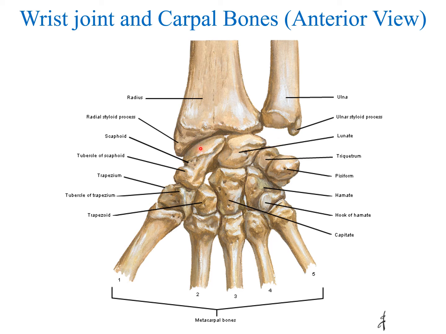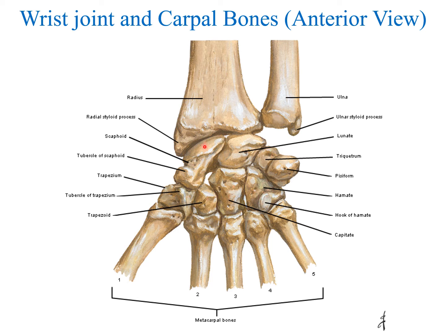Here we can see the carpal bones. There are 8 carpal bones, which we have already discussed. There is a proximal row and a distal row. In the proximal row, the first bone on the lateral side is the scaphoid, then the lunate, then the triquetral, and above the triquetral the pisiform. These 4 bones form the proximal row. In the distal row we have the trapezium, trapezoid, capitate, and hamate.